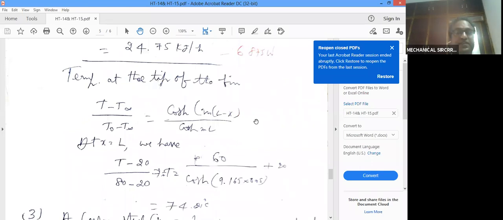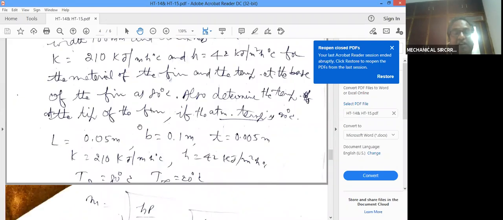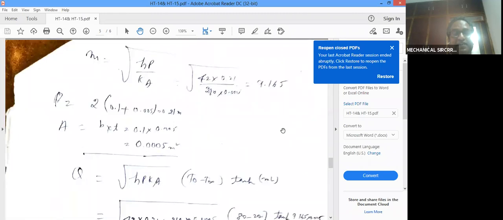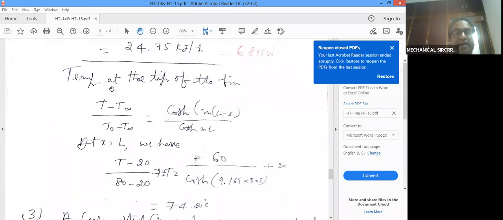Now the second bit: also determine the temperature at the tip of the fin, if the atmospheric temperature is 20 degrees centigrade. How do you calculate the temperature at the tip of the fin? At x is equal to L.